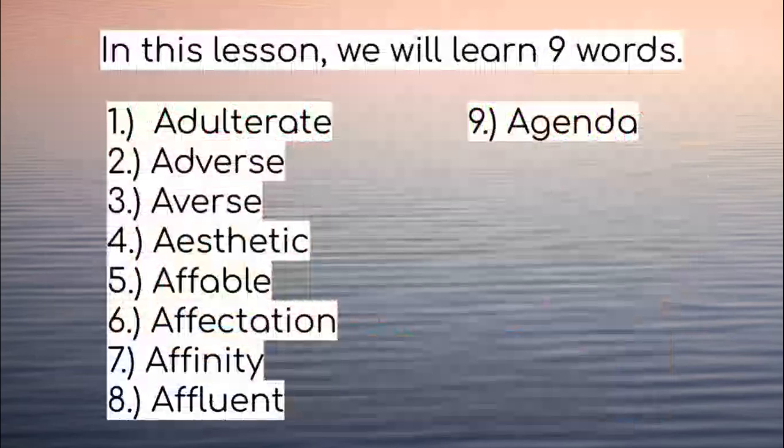So, now that we have finished going over the fun activity from the previous lesson, we will go over 9 words. Number 1, adulterate. Number 2, adverse. Number 3, averse. Number 4, aesthetic. Number 5, affable. Number 6, affectation. Number 7, affinity. Number 8, affluent. And number 9, agenda.